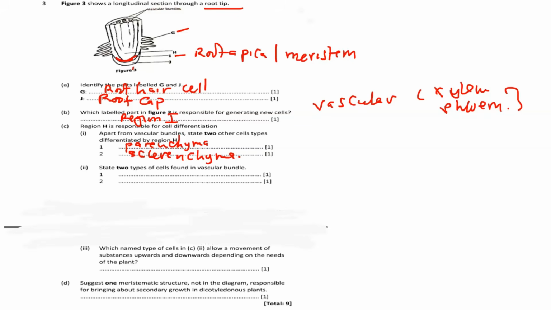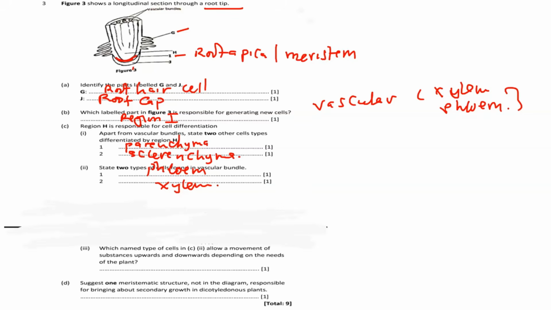Then of course, state two types of cells found in the vascular bundle. This question, I think I had echoed much as to where we're coming from. You might find such a question, and here is the question: state two types of cells found in the vascular bundle. This one is simple. So, phloem and what? Xylem. Then which named type of cell in C allows the movement of substances up and down depending on the needs of the plant?